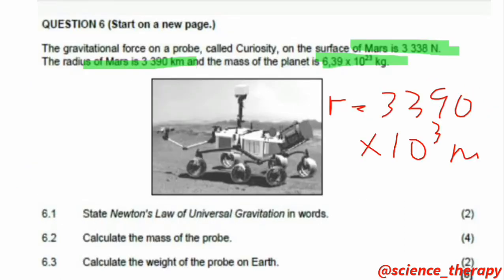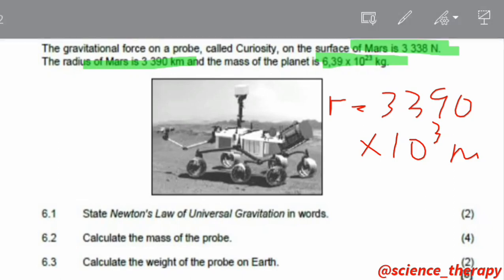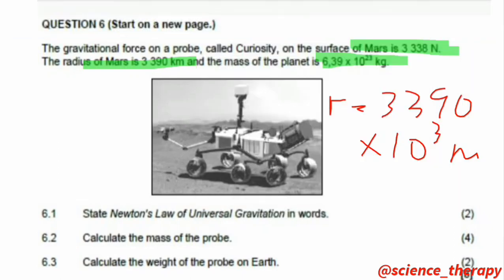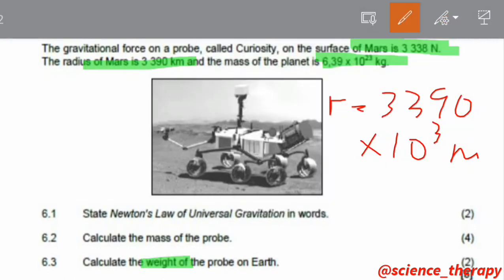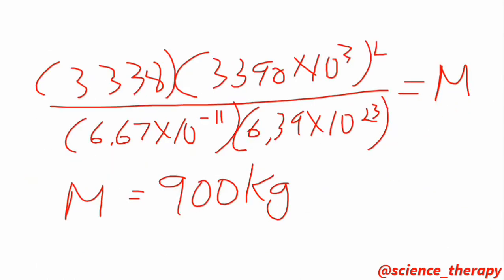Now 6.3 says calculate the weight of the probe on Earth. So you will remember that when we calculate weight, we have the formula there. And you can also see the marks here. We are given 2 marks for that.